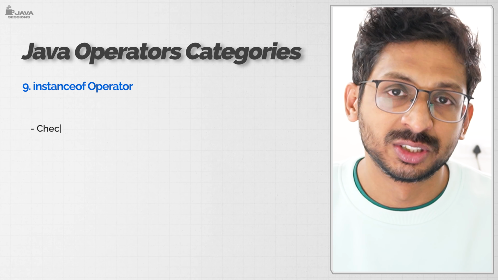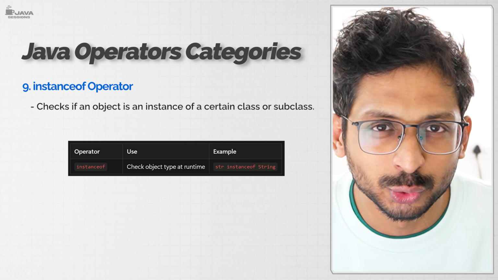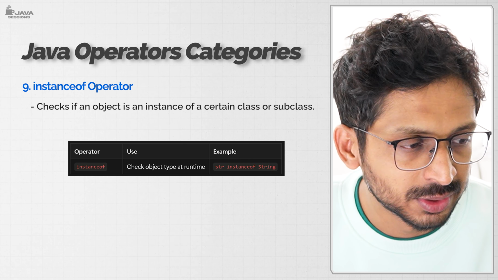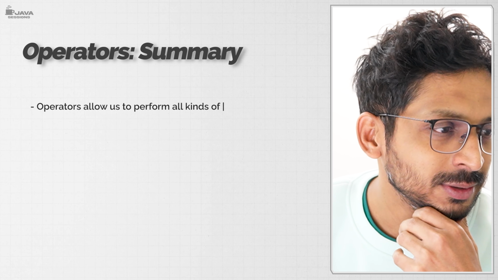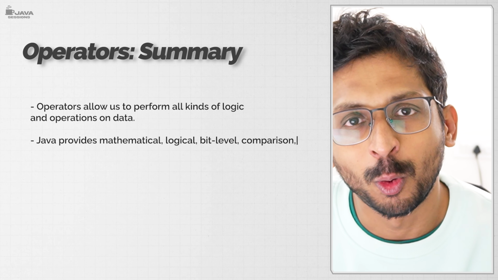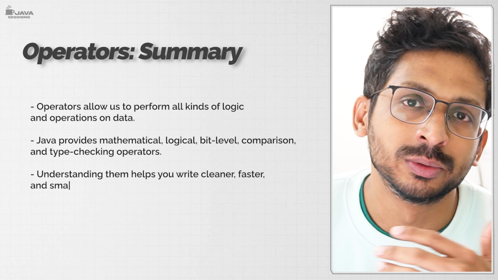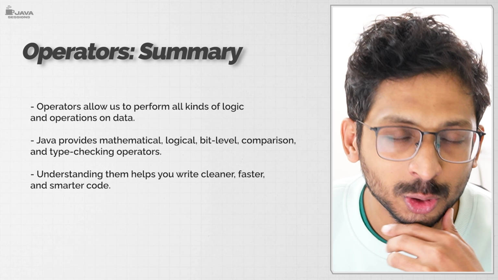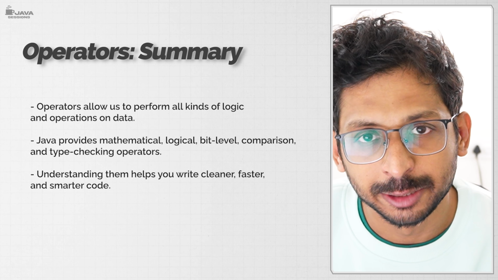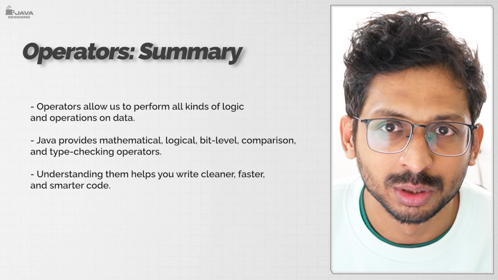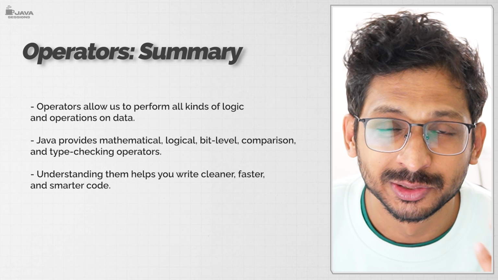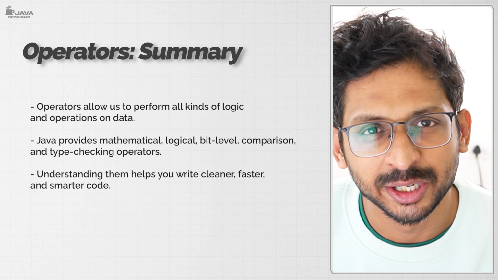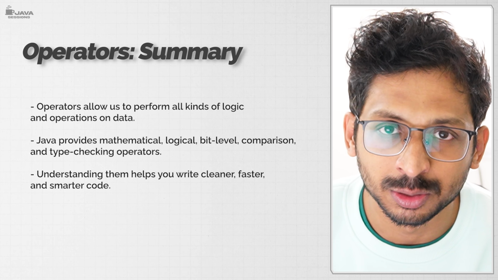And then we have the instanceof operator. This is used to check if the object is an instance of a particular class. That's about the operators. To summarize, operators allow us to perform all kinds of operations on data and variables. They help us perform mathematical, logical, comparison, and type checking operations while working with variables. And it is very important that you understand the purpose of these operators so that you can write much better and efficient Java code.